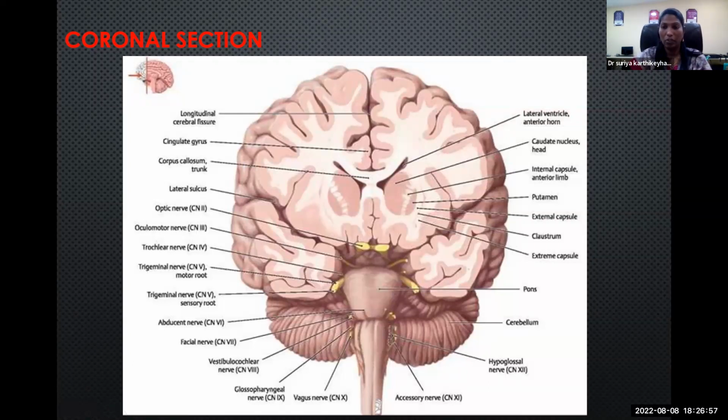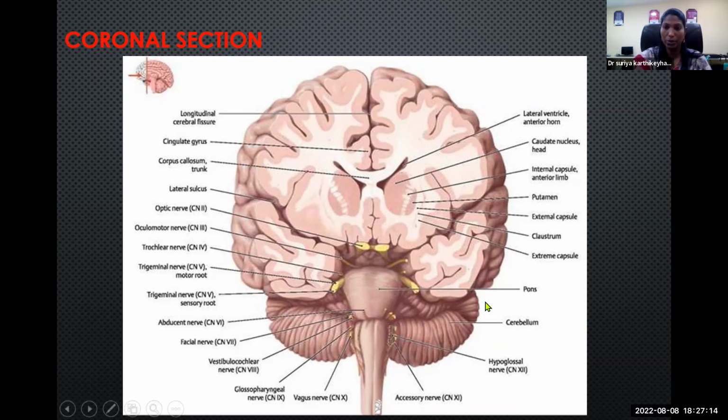Whenever a section picture is kept, this section can also be kept in a CT or MRI. CT images and MRI images will also have coronal section pictures. You have to apply your knowledge of anatomy in the radiological pictures. So we'll see what all the structures are here.